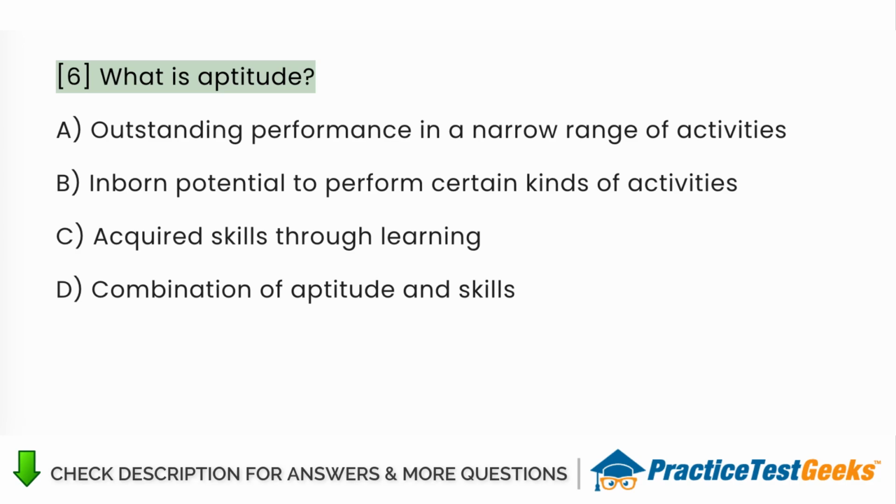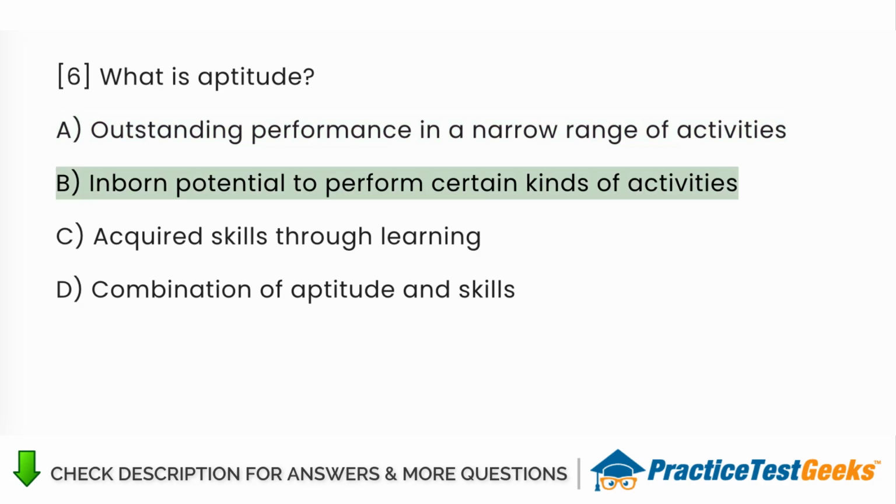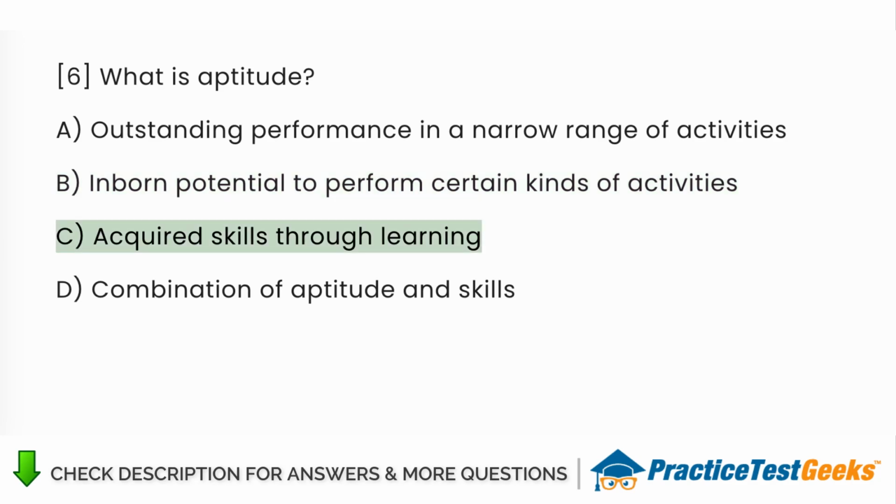What is aptitude? A. Outstanding performance in a narrow range of activities. B. Inborn potential to perform certain kinds of activities. C. Acquired skills through learning. D. Combination of aptitude and skills.